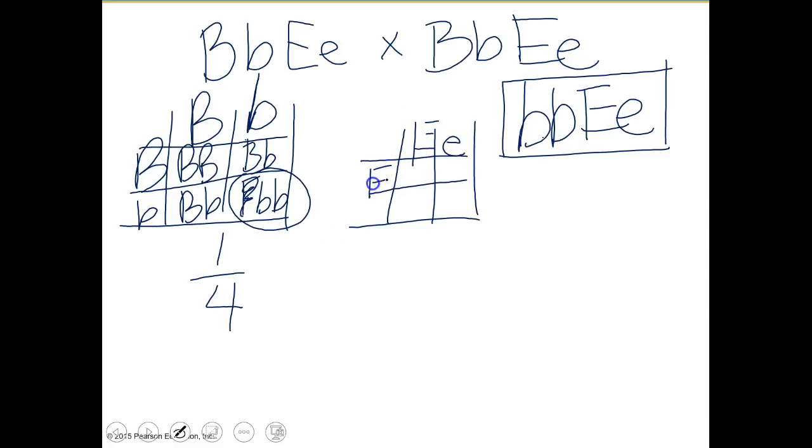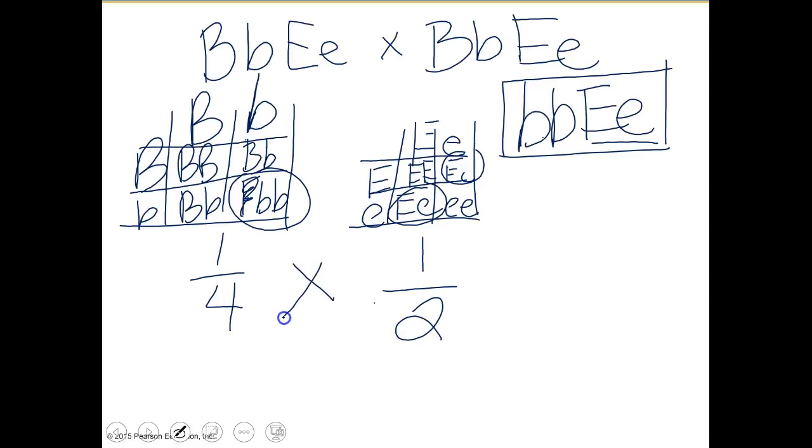Big E, little e. If we do the whole thing, okay, E and little e, little e. Of this one, I have 2 of these, so 1/2. So that would say the probability of me getting this and this, I would multiply. So that says 1/8 of the whole time I will get that particular genotype. 1/8 of the offspring should look like that. So that's the multiplication rule.